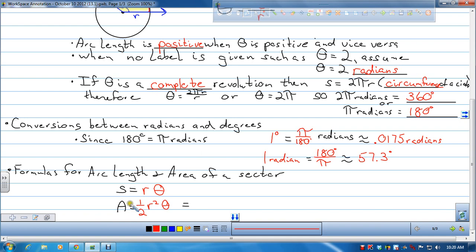So depending on what components you have, area can also be defined as 1/2 times r times s, because this s right here can substitute in for one of these r's in this theta. So we would just have r times s. Okay?